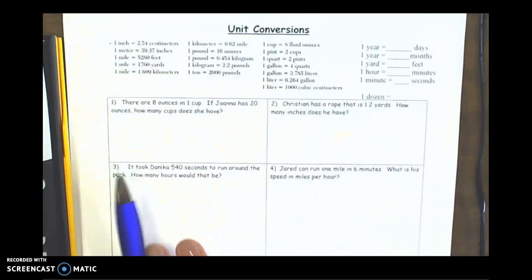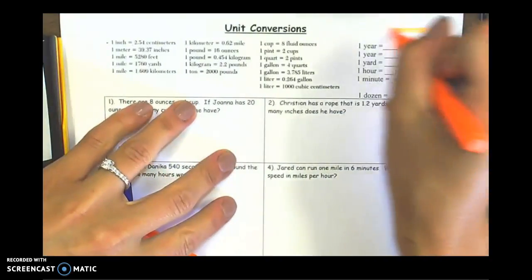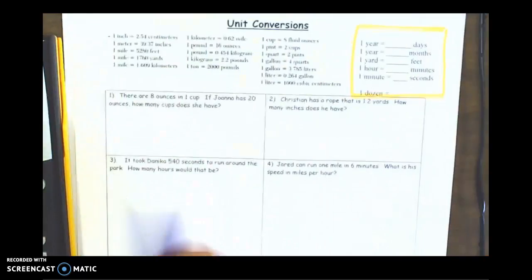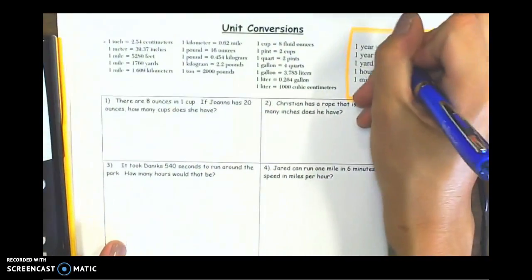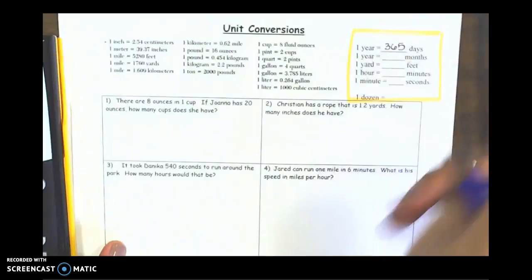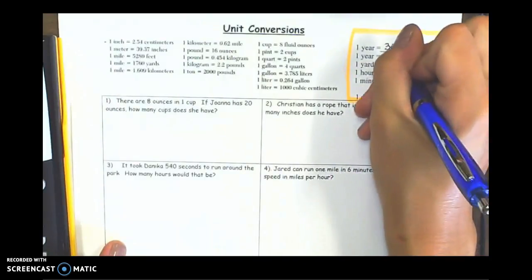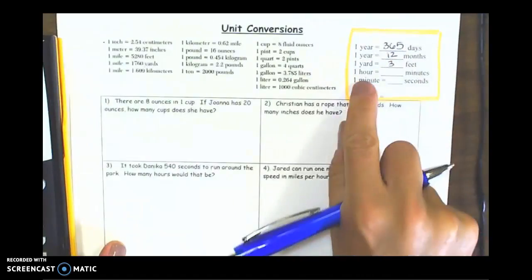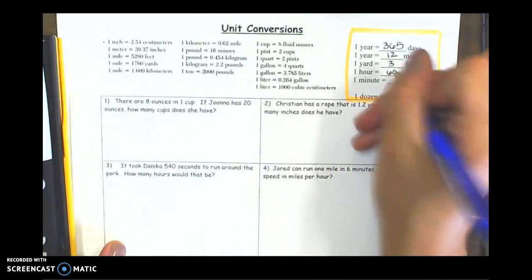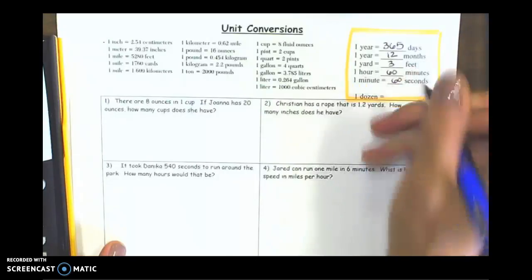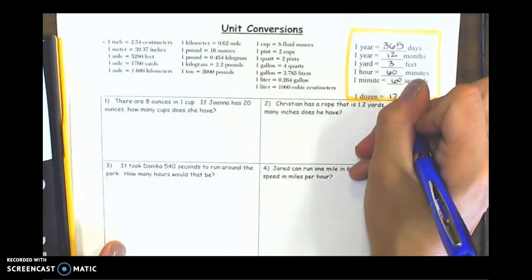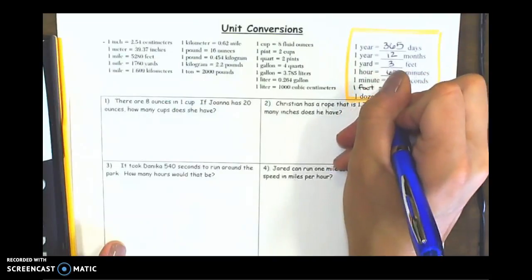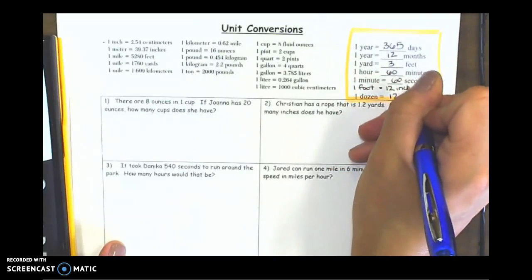Now, there are a few conversions that you do have to memorize on your own, and they are these over here. So let's go ahead and write these ones down. So 1 year equals 365 days. 1 year is 12 months. 1 yard is equal to 3 feet. 1 hour is equal to 60 minutes. 1 minute is 60 seconds. 1 dozen is equal to 12. And the one that I forgot to put on here was 1 foot equals 12 inches.